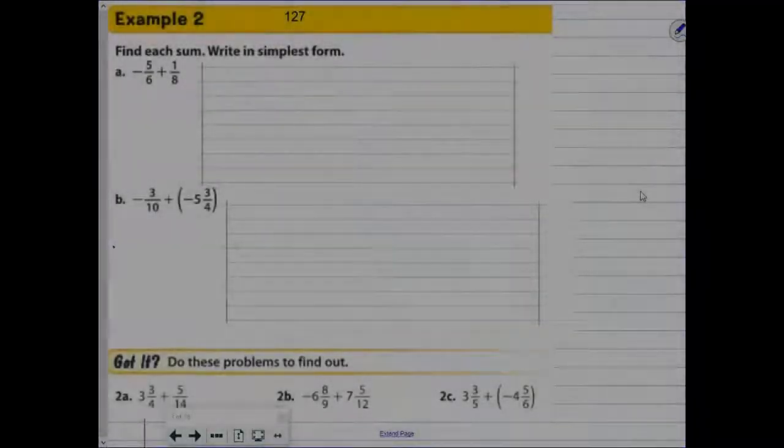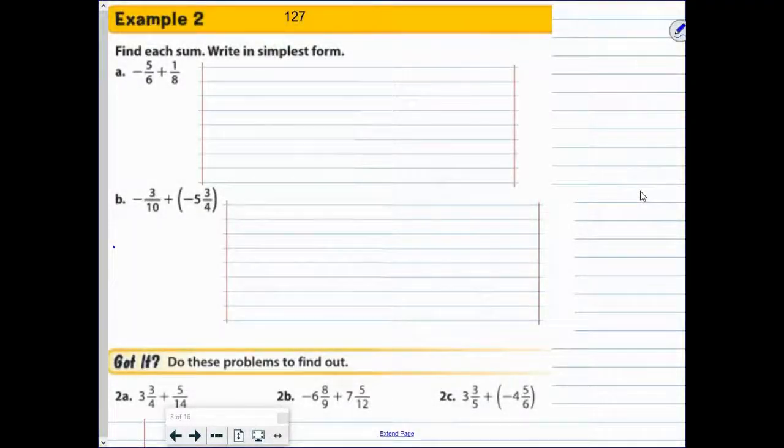Take a look at example 2. It says find each sum, write in simplest form. So in our problem, we have negative 5/6 plus 1/8. We need to find the least common denominator.